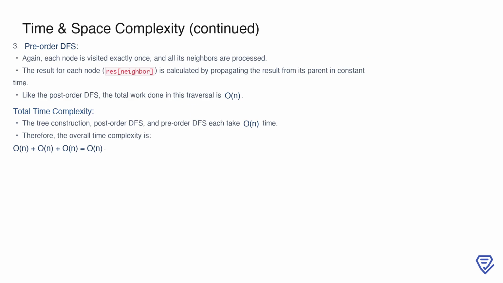Now, let's consider the pre-order DFS. Similar to the post-order traversal, each node is visited exactly once, and its neighbors are processed. The key operation here is propagating the result from the parent node to its children, which can be done in constant time for each neighbor. This efficient propagation ensures that the total work done during the pre-order traversal is also O(n). When we combine the time complexities of tree construction, post-order DFS, and pre-order DFS, we get O(n) for each phase. Adding these together gives us an overall time complexity of O(n) for the entire solution.